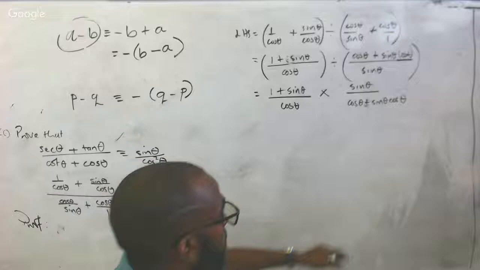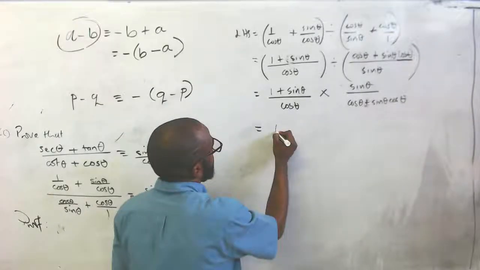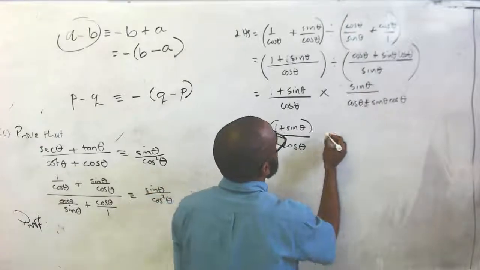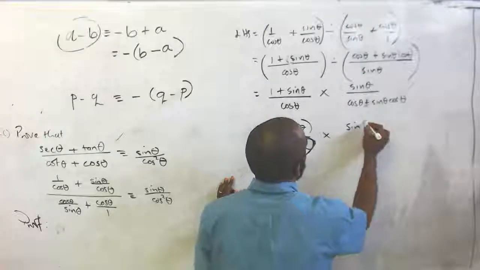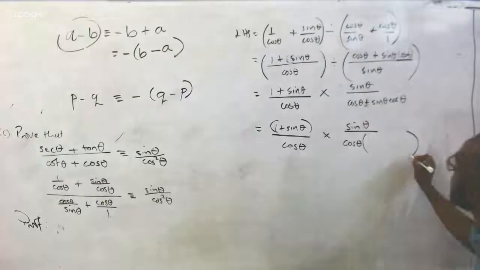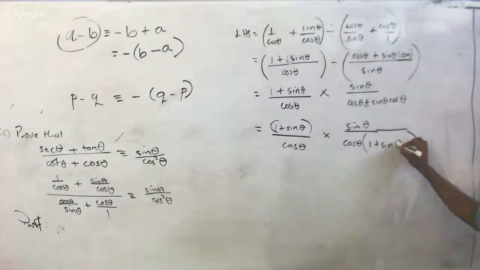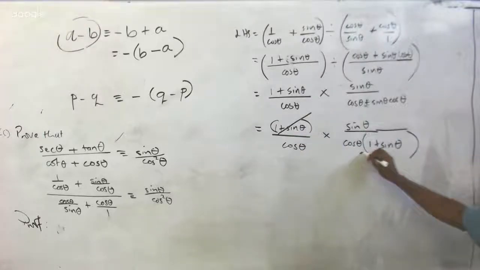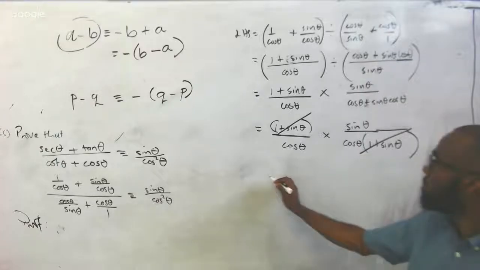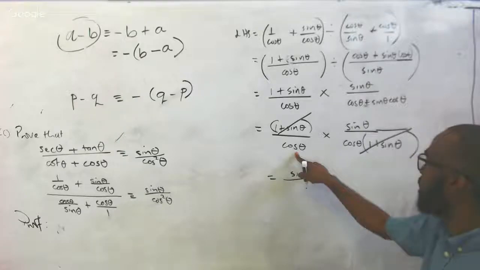I can take cosine out of this. If I take out a cosine theta out of this, what is left? 1 plus sine. You agree? Yes? Numerator times numerator, sine theta. Denominator times denominator.